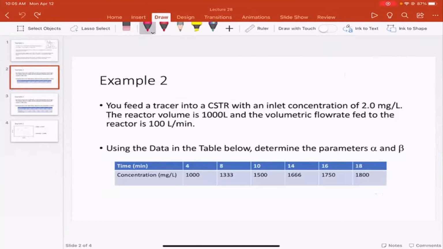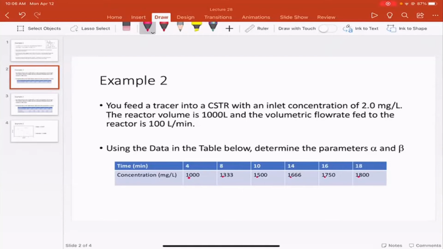So let's do that here. Let's say that we have this experimental data, and we have a tracer with an inlet concentration of 2 milligrams per liter, and using the data, determine the parameters alpha and beta. I'm sorry, the concentrations are missing all their decimal points, by the way. That should be 1.00, 1.33. So let me just add those really quick. Sorry for the typos there, guys.